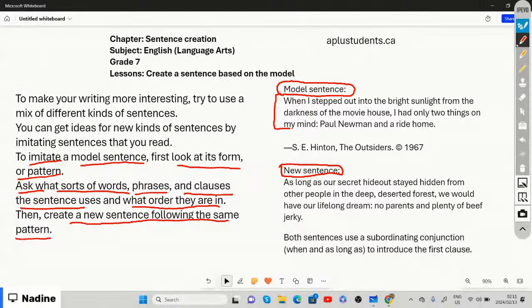If you look at both of these sentences, they are two different sentences. However, both of them use a subordinating conjunction, when as well as as long as, to introduce the first clause.